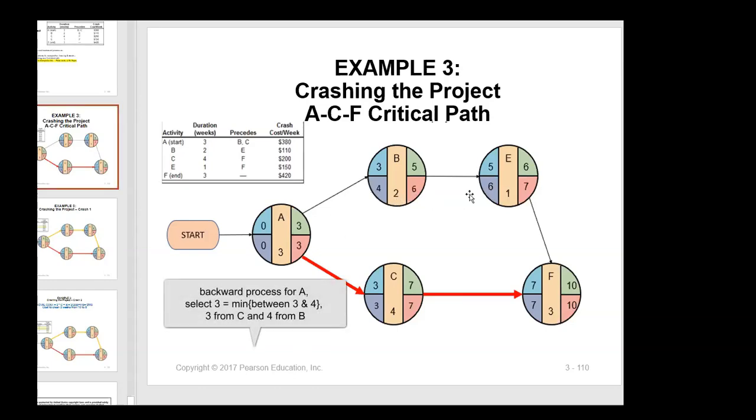Now we have to check the critical path. So this is our critical path. Why is that? It's because 10 minus 10 is 0. 7 minus 7 is 0. 3 minus 3. You can also check the left-hand side. 3 minus 3 is 0. 7 minus 7 is 0. So this is critical path.